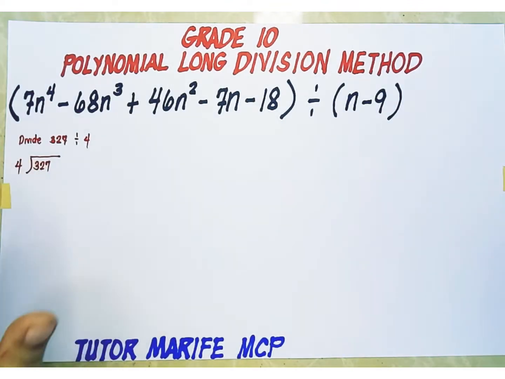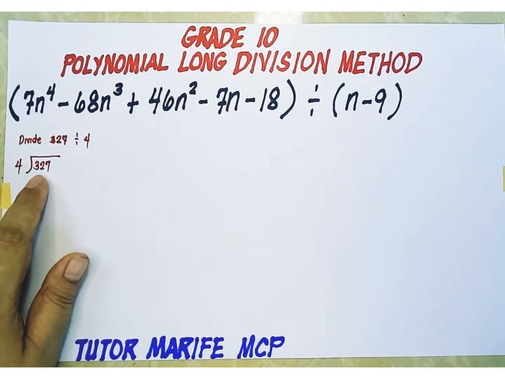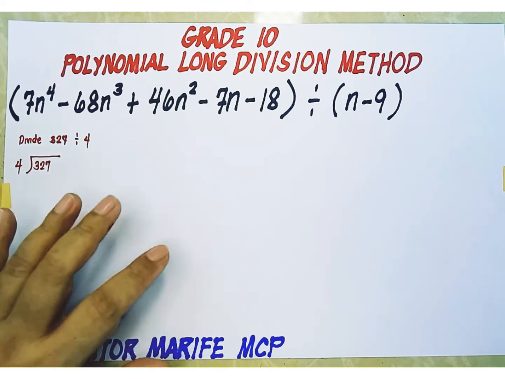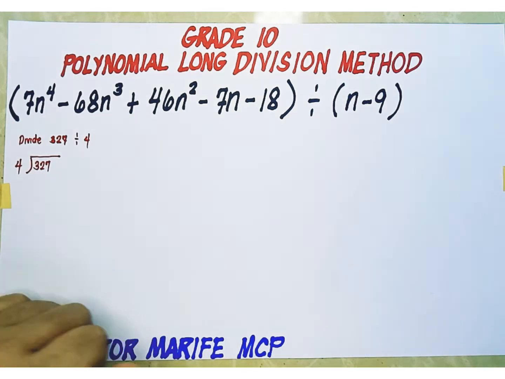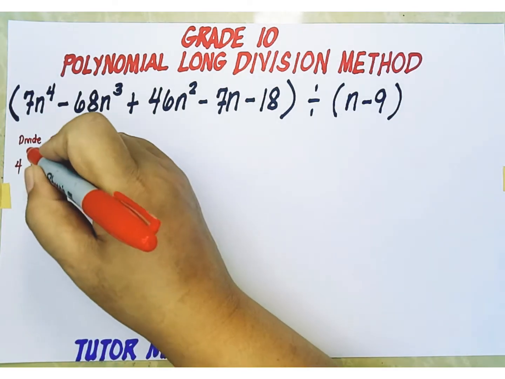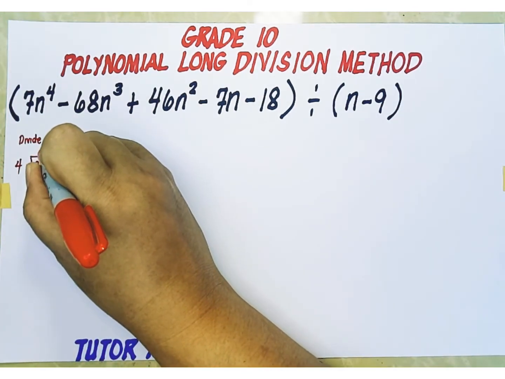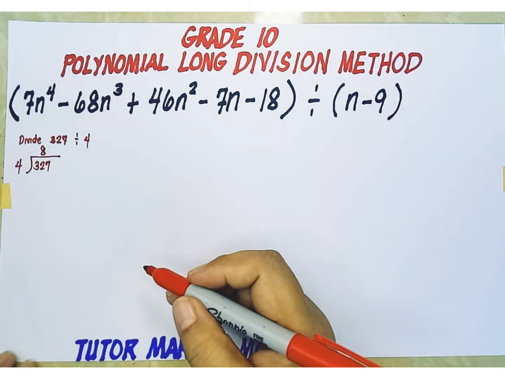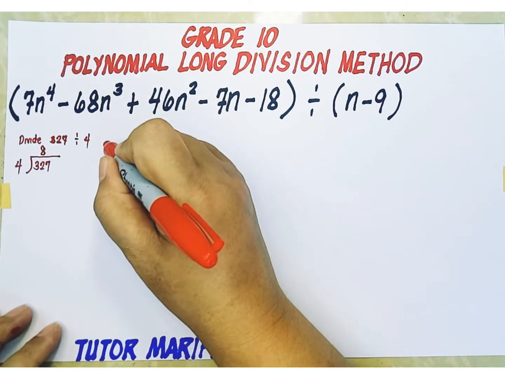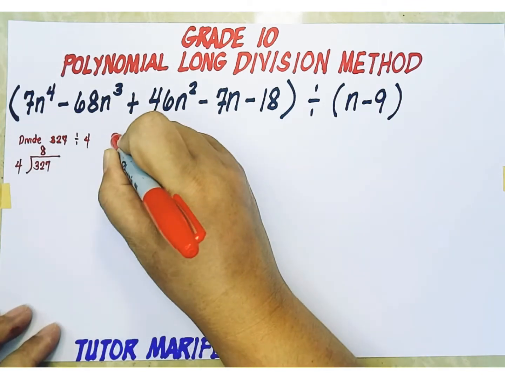Pag na-set up mo na, divide your partial dividend by your divisor. So our partial dividend is 32. Divide by 4. Our partial quotient is 8. So what did we do? We divide. So that's our step 1.